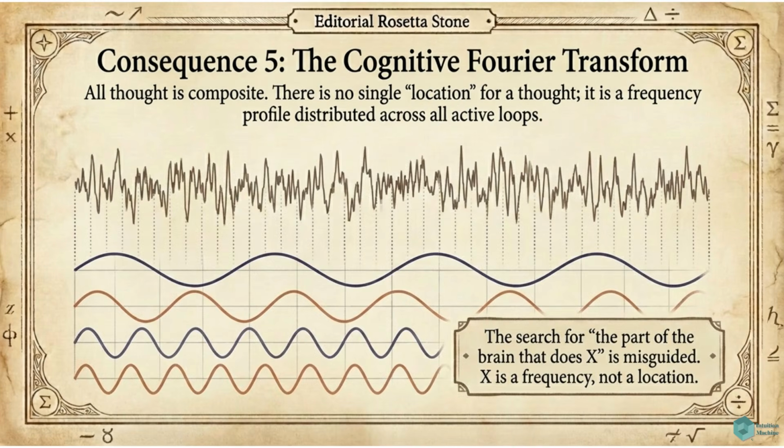Consequence 5. The cognitive Fourier transform. All thought is composite. There is no single location for a thought. A thought is a frequency profile distributed across all active loops. The search for a single location for a thought is misguided.